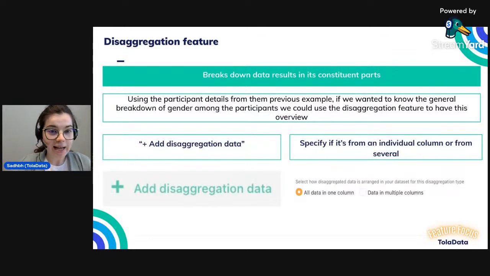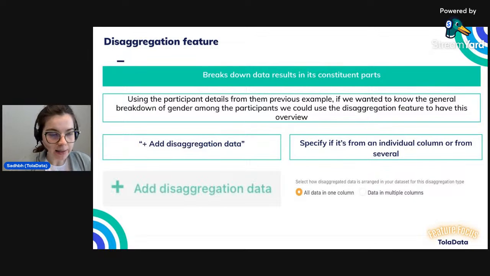Now we're on the disaggregation feature. This feature allows you to break down the results of your data into its constituent parts. So using the example from before, if you have the participant details of specific workshops noted down, you might use the disaggregation feature to see how many men, women, and non-binary people attended the specific event, so that you can track their numbers over time and maybe how they differ.